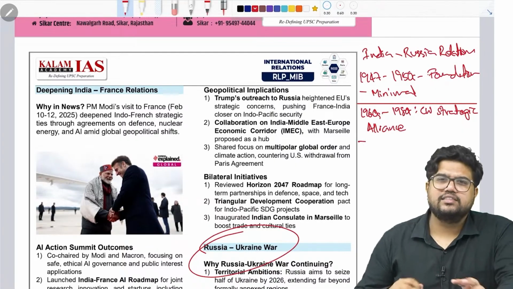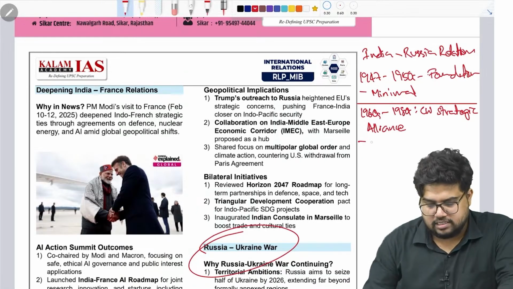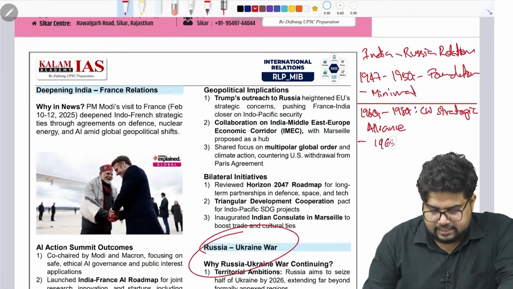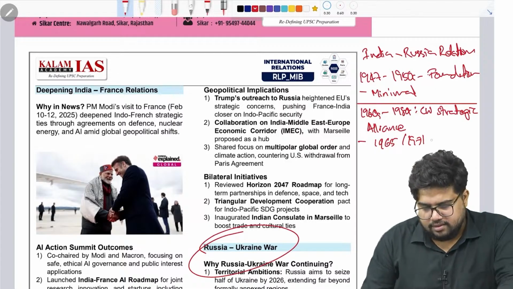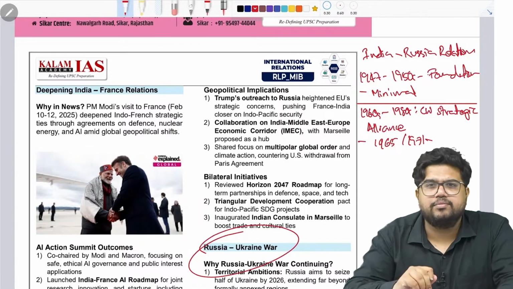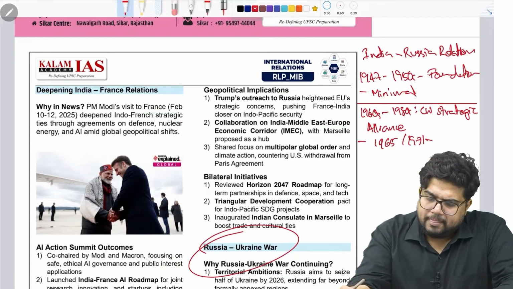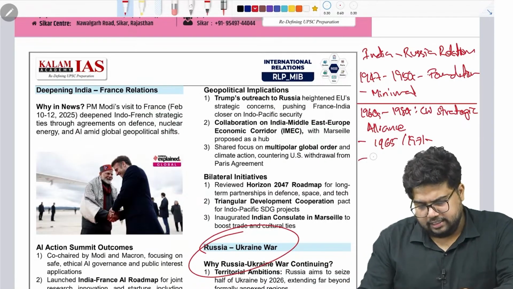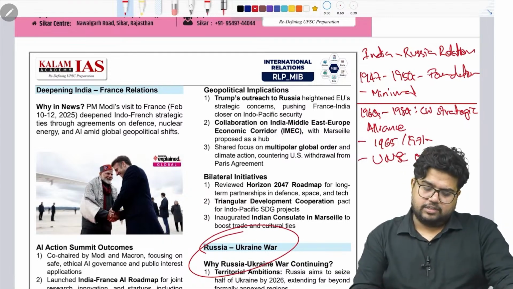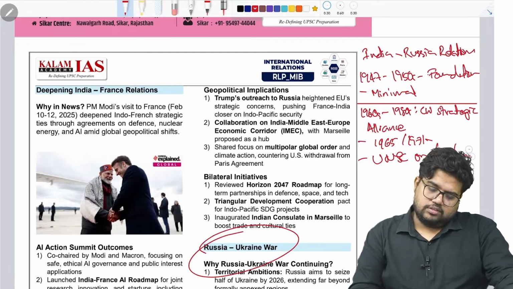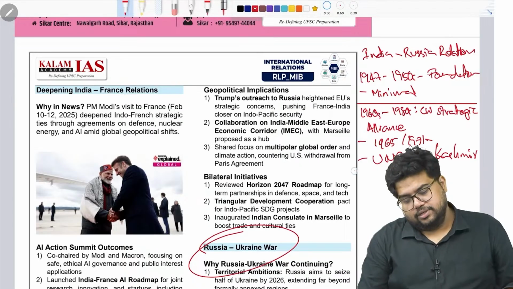You can see in all the major developments, like USSR supported India in the 1965 war and the 1971 war. In the 1971 war, the USSR played a very critical role also. It supported India's position in the UNSC on the Kashmir issue. So strategically India and the USSR had very small differences.